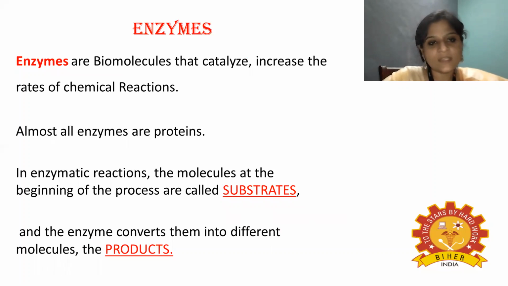So we are telling that enzymes are facilitating a chemical reaction. Before getting into the product, a particular molecule is going to take part in the reaction. At the initial stage, before getting into the process, those molecules are all called substrates, and the enzyme converts them into different molecules. They are called products. So from substrate, products are formed, and this reaction is facilitated by an enzyme. That is, the rate of the reaction is increased for the substrate to get converted into a product.